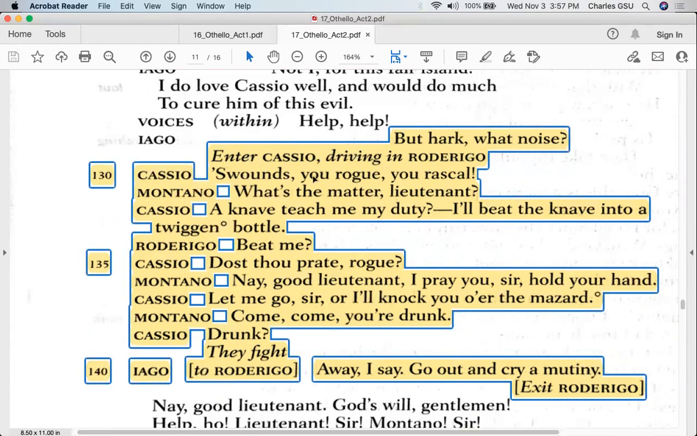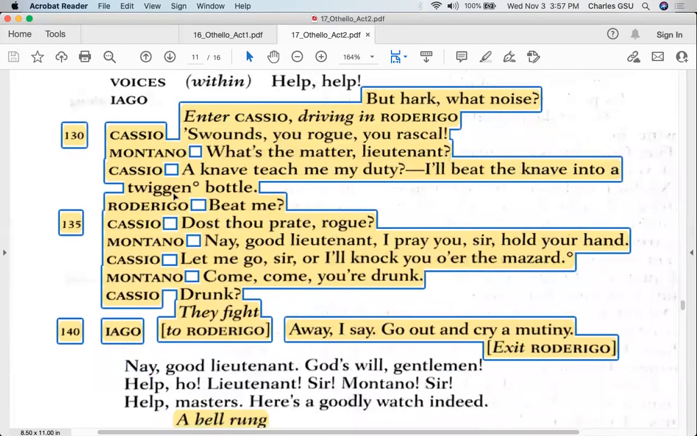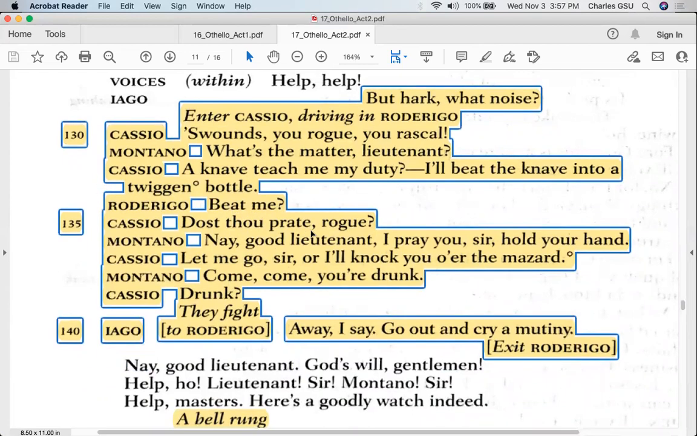Zounds, or God's wounds, you rogue, you rascal. Montano: What's the matter, Lieutenant? A knave, teach me my duty. I'll beat the knave into a twiggen bottle. That is, I'll beat your head into a bottle. Well, beat me. So they go at it, right?